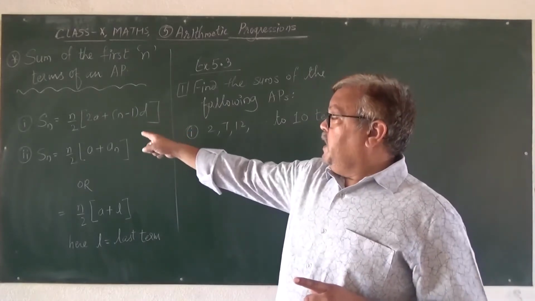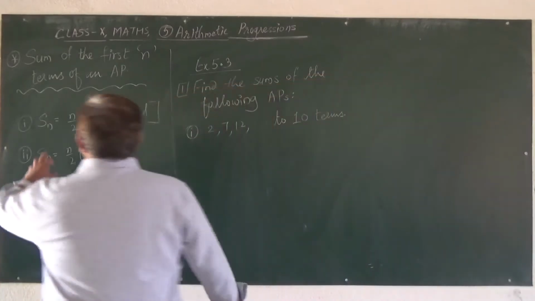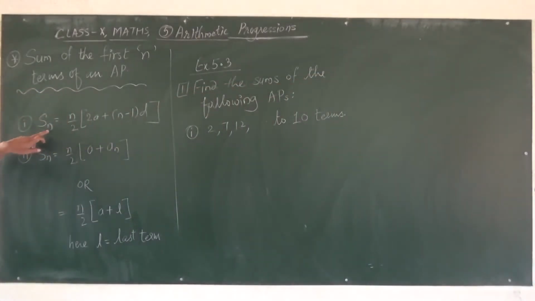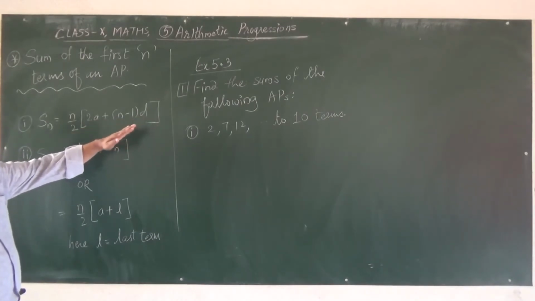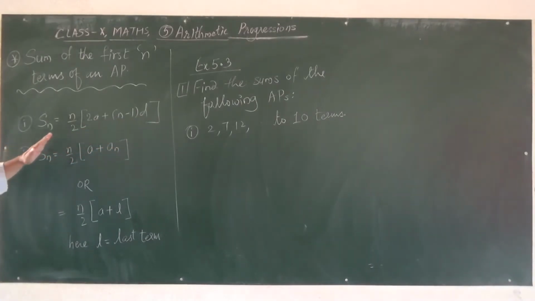Let us see Sn, S subscript n. The sum of the first n terms is given by n by 2 into bracket 2a plus n minus 1 into d. So in this case, what things are known?